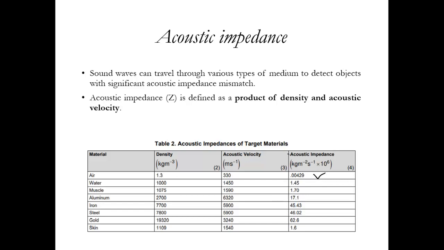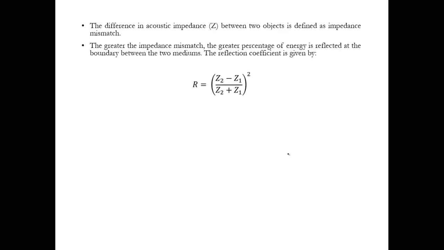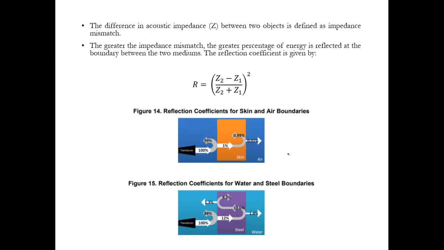So sound waves have to travel through these various types of mediums to detect objects with significant acoustic impedance mismatch. Now, the difference between the two objects is defined as the impedance mismatch. For example, if we see these two examples where we have skin, with air on the right side and air on the left side, you can see a transducer is emitting an ultrasonic wave, and 99% is reflected back. So this is the air-skin interface. 1% is going inside the skin. Again, 0.99% will come back at the skin-air interface, and 0.01% is actually lost. This is defined as per this definition, which is actually the reflection coefficient.